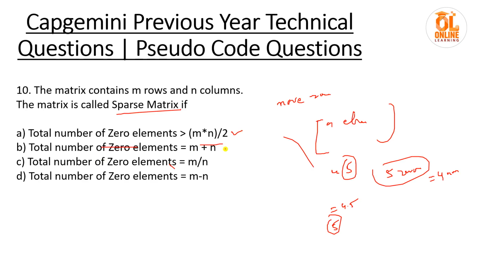In option B, total number of zeros is m plus n. M plus n means 3 plus 3 is 6. No, not exactly. We just require 5. 5 is enough to call it a sparse matrix. So this option is wrong.